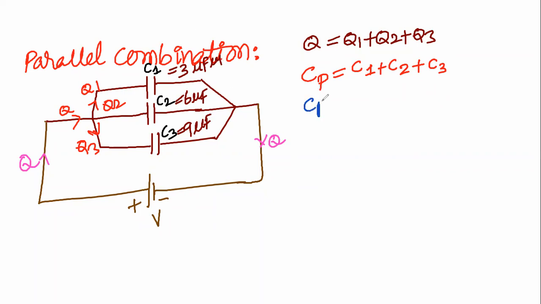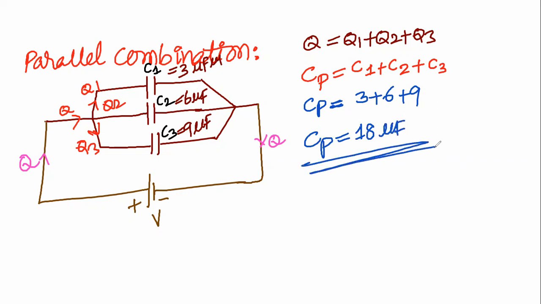This is Cp is equal to, what is that? Cp is equal to 3, 6 plus 9. So Cp is equal to 9 plus 9, 18 microfarads. It is 18 microfarads, the effective capacitance. That 18 microfarads we will take.